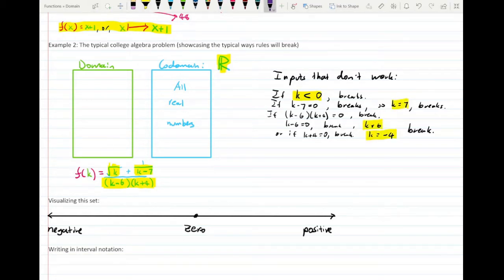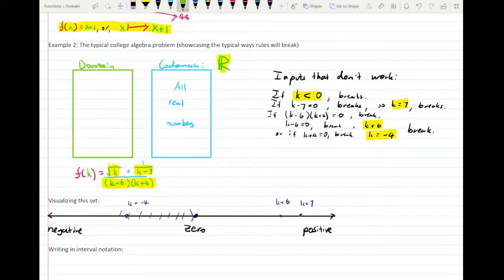To get a better sense of what this looks like, I'm going to draw it on the number line. So for k is less than 0, I'm going to highlight out all of this. K equals 7 is going to lie somewhere over here. So we know this spot doesn't work either. K equals 6 will be just a little bit to the left. And k equals minus 4 will be back here, which we've already really covered.